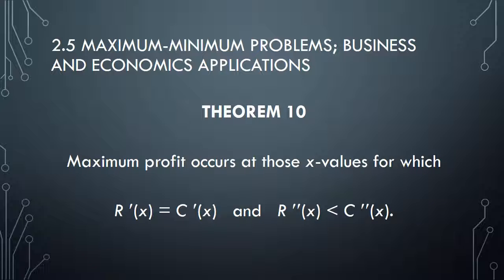Okay, Theorem 10. Theorem 10 tells us that maximum profit occurs at those X values for which the derivative of revenue equals the derivative of cost, and the second derivative of revenue is less than the second derivative of cost. So we want the two derivatives to equal each other, and that's going to give us maximum profit. Which makes sense, because think about this. How do you find the profit? You do revenue minus cost. And then you take the derivative and set it equal to 0. Well, if you were to just take the derivatives of the two functions and then add the cost to both sides, you would have this little equation here.